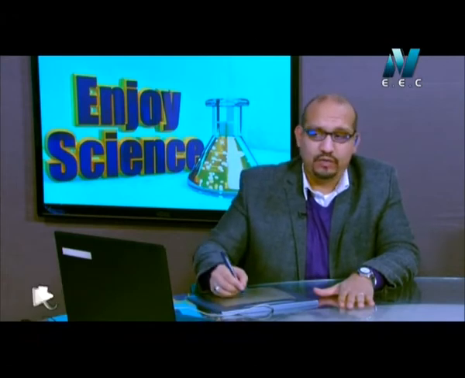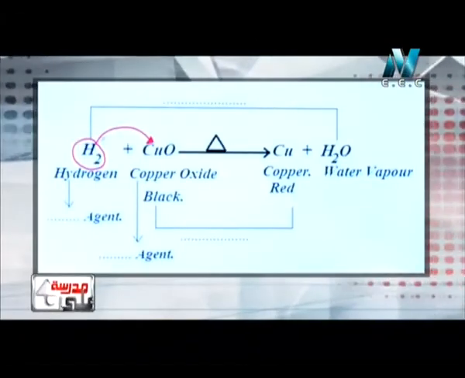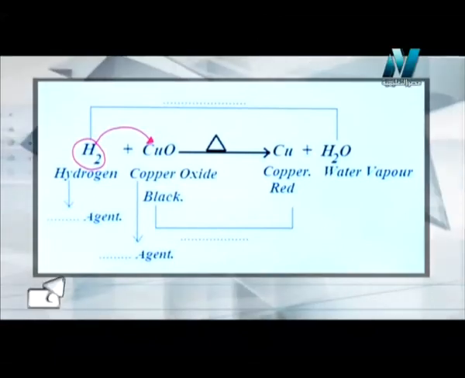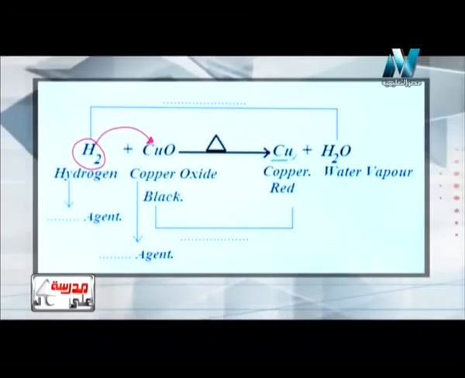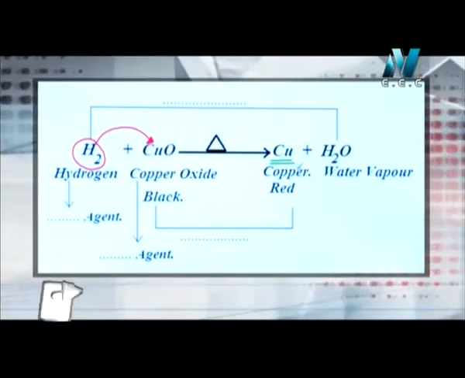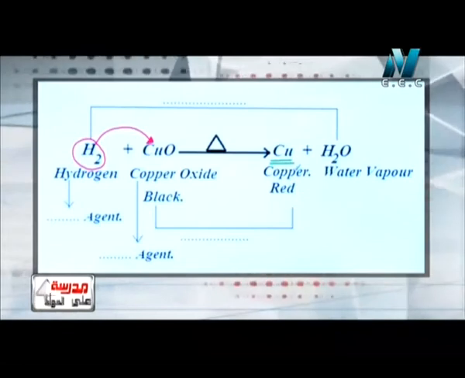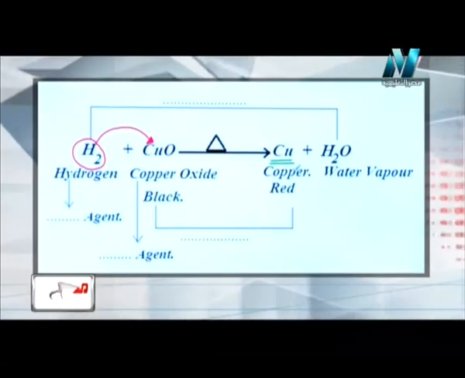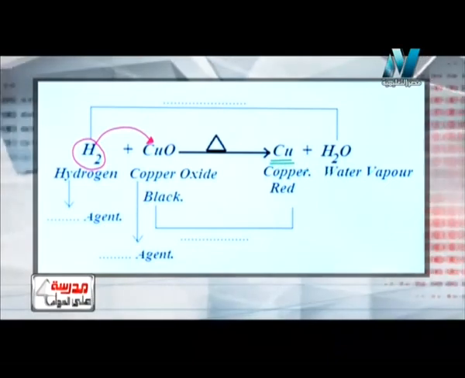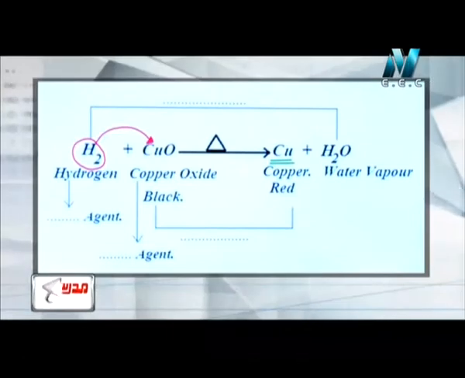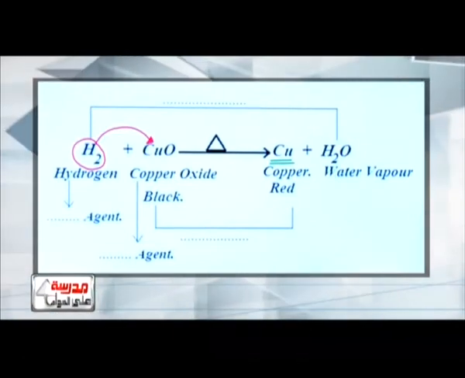As we see here on the monitor, hydrogen can replace copper because hydrogen is more active than copper in the chemical activity series. So copper, its color is red, maybe reddish brown or brownish red. All three colors are right. Copper is red or reddish brown or brownish red. And we have hydrogen with oxygen forming water vapor.